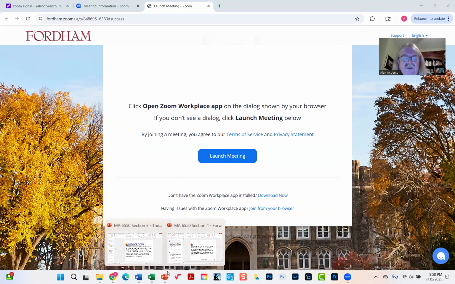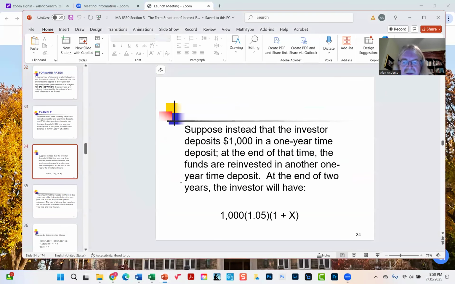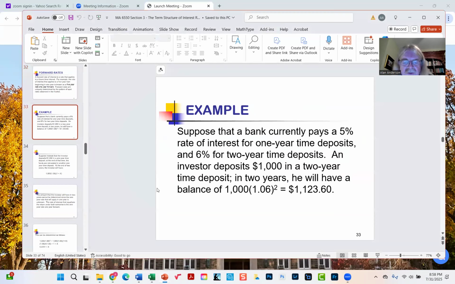So what are forward rates of interest? Well, it's an interesting idea. It basically refers to the idea that you could, in theory, negotiate a loan at a rate of interest that is determined to apply to a future period in time. So in other words, let me just show you, I think I have a graph here. If I don't, let me just draw one real fast.